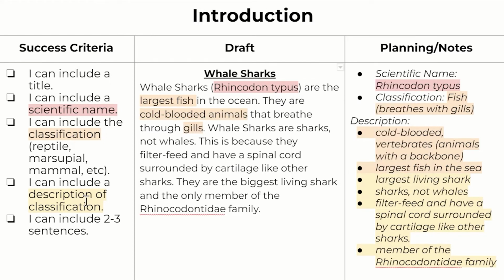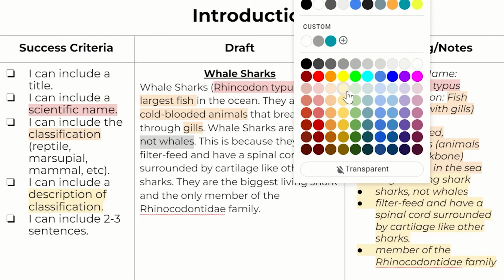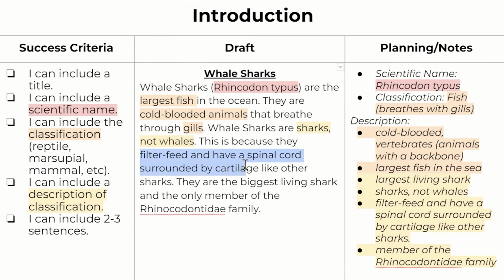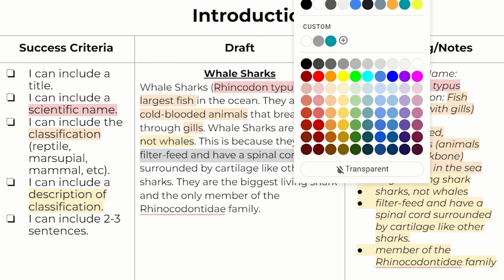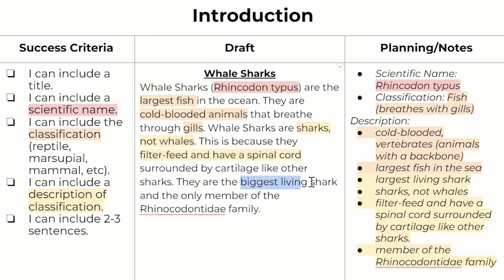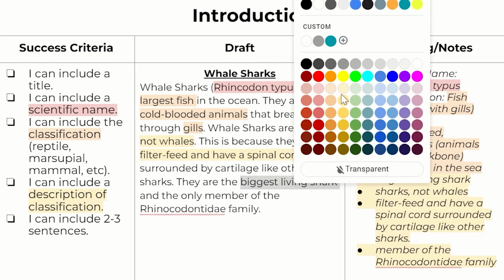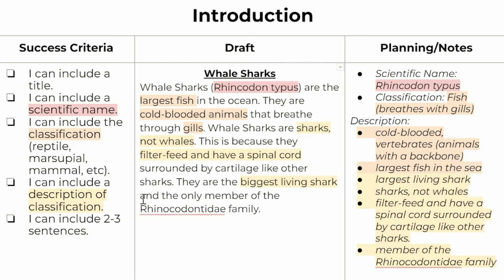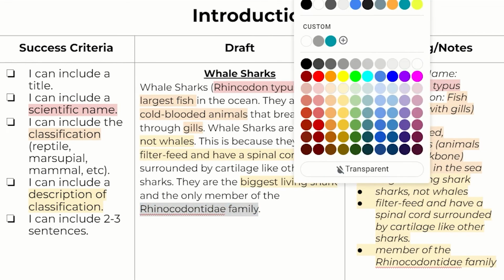Have I included the description? So yeah, I've included why they are, or I've expanded on how they are fish, and also now I'm expanding on how they're classified as sharks and not whales. So I'm going to highlight that in yellow. And I've expanded that even further by talking about what makes them sharks. And I've also included some more information further by talking about how they are the biggest living shark and what animal family they are from.